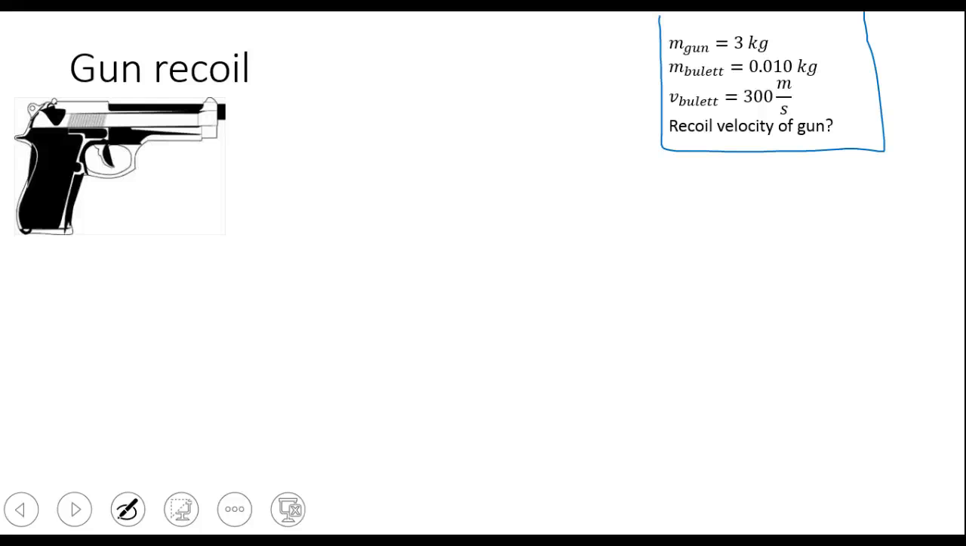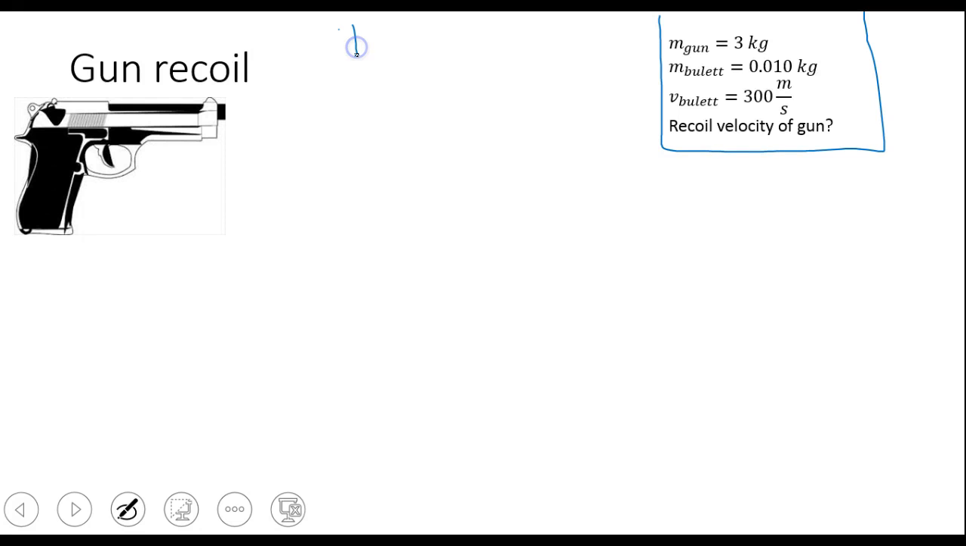Guns tend to give a little bit of a kickback when you shoot them, especially depending on the kind of bullet you're shooting and the kind of gun that you're shooting. So let's pretend that we have a 3 kilogram gun, a 10 gram bullet, which is 0.01 kilograms, and that bullet fires at 300 meters per second. So what's the recoil velocity of the gun?